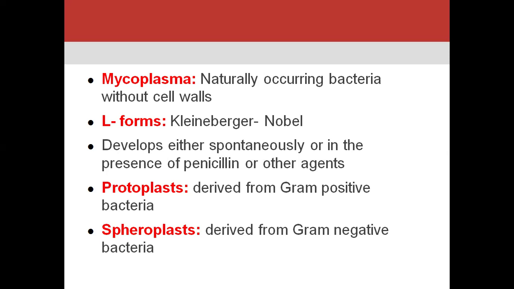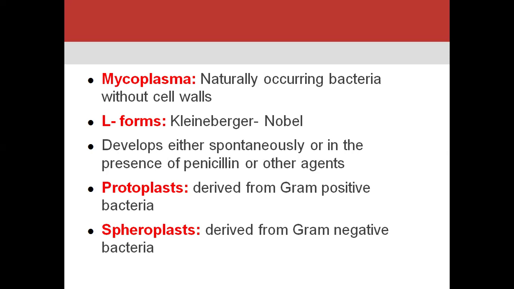They develop either spontaneously or in the presence of penicillin or other agents. What penicillin or other agents do is interfere with the synthesis of cell walls. These L forms are difficult to cultivate, and they require solid agar medium having the right osmotic strength. L forms are sometimes spontaneously formed in patients treated with penicillin. They are more stable than the protoplast and spheroplast.